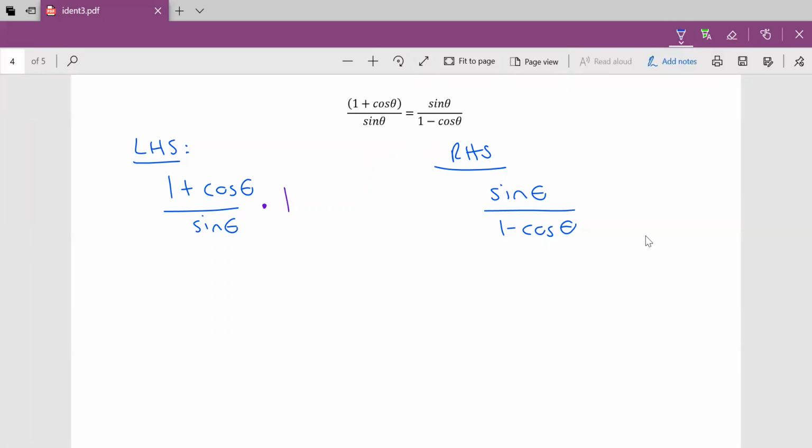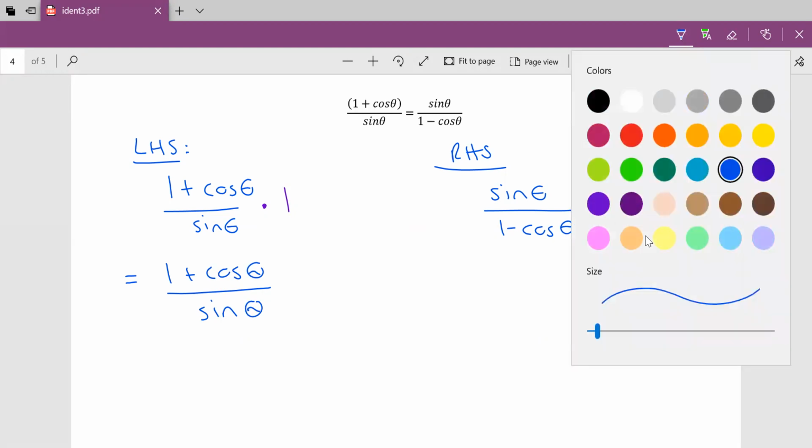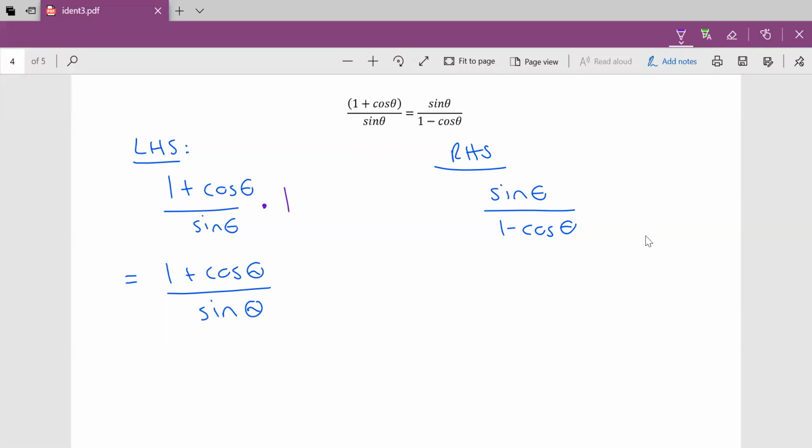Well, why would you multiply by 1? It doesn't change anything. Exactly. When we multiply by 1, we're not changing the value, we're changing how it looks. All right, smart guy, what are you going to multiply by? This: 1 minus cos theta over 1 minus cos theta. 1 minus cos theta divided by 1 minus cos theta is 1.